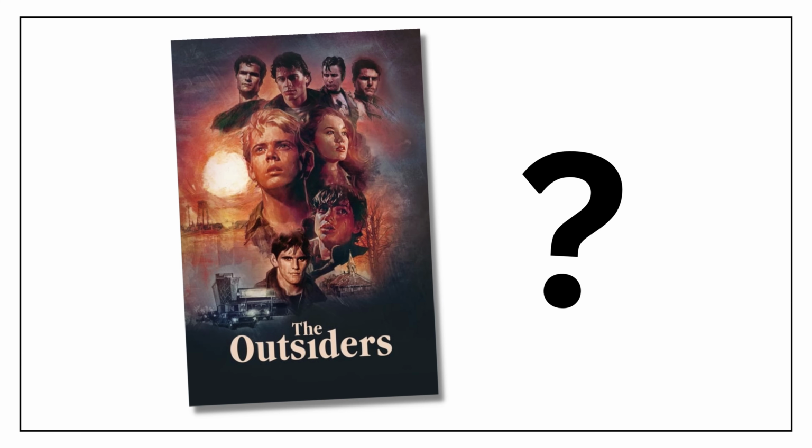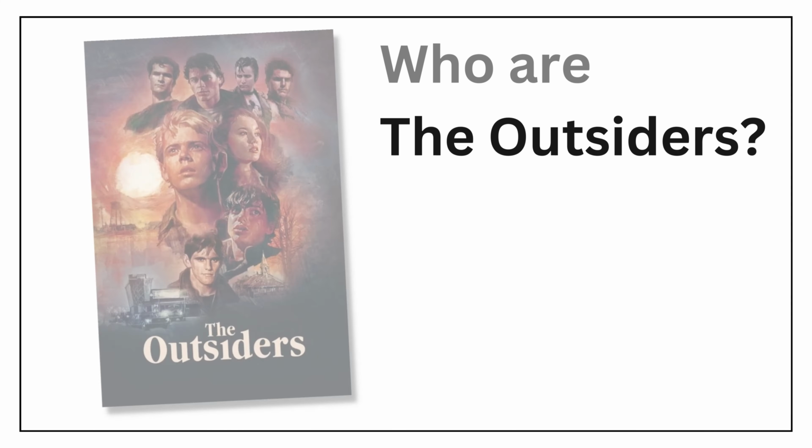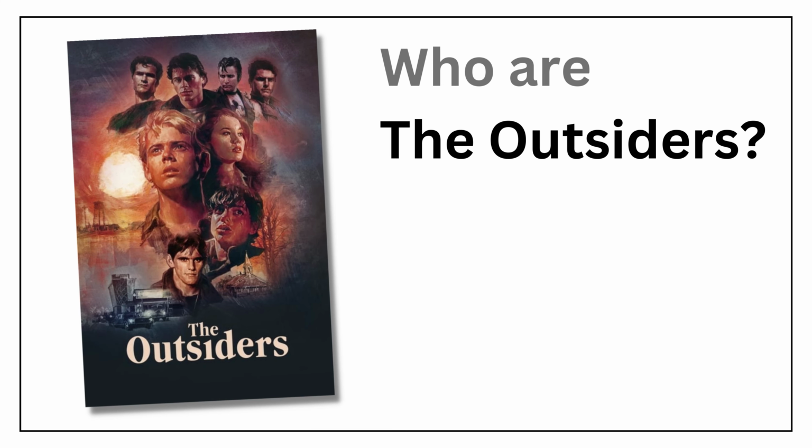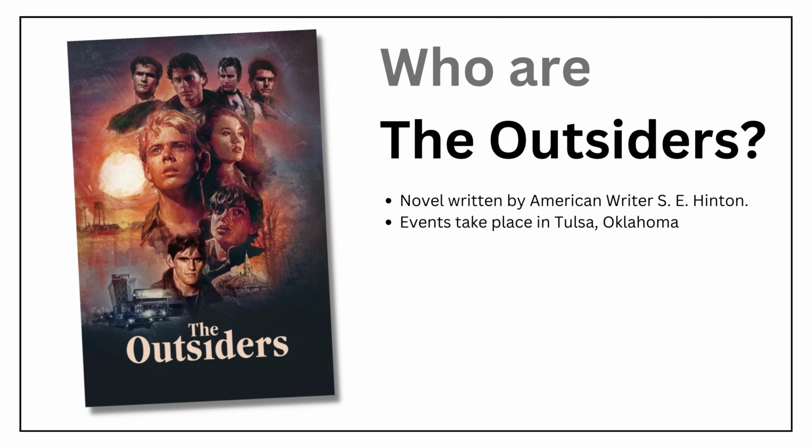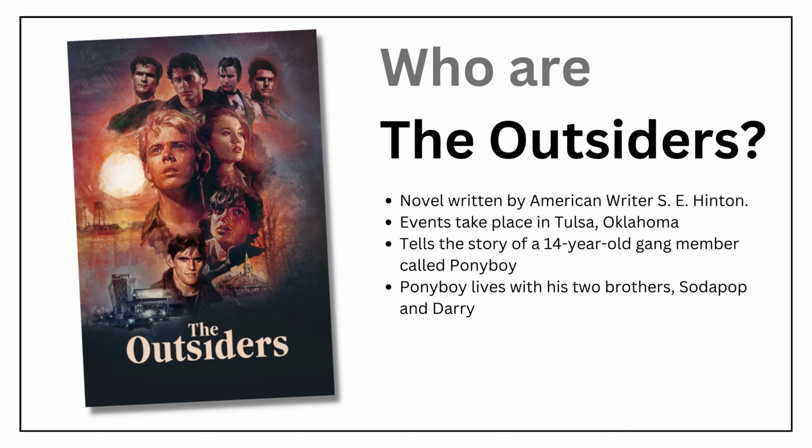Now, what exactly is The Outsiders? If you've never heard of it before, here's a quick introduction. The Outsiders is a novel written by Susan Eloise Hinton, an American author who started working on the book when she was only 15. The book takes place in Tulsa, a city in the state of Oklahoma, and it tells the story of 14-year-old Ponyboy, a young boy who lives with his two brothers, Soda Pop and Darry.